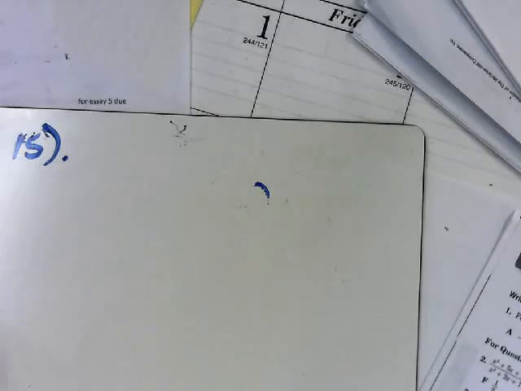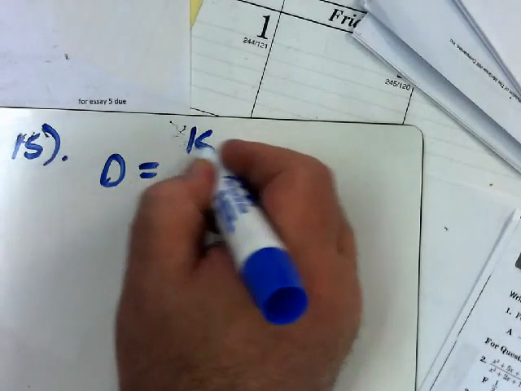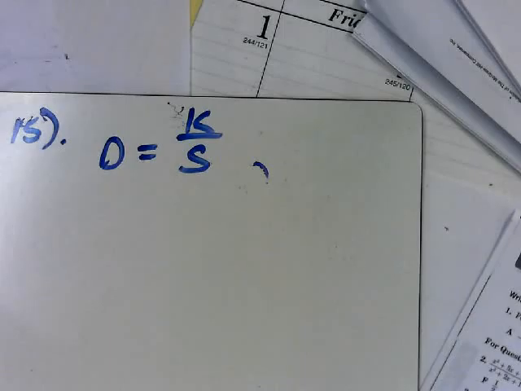15. Still working with relationships. The distance a car can travel on a certain amount of fuel varies inversely with its speed. So distance is going to be equal to k over the speed. That's what an inverse means.